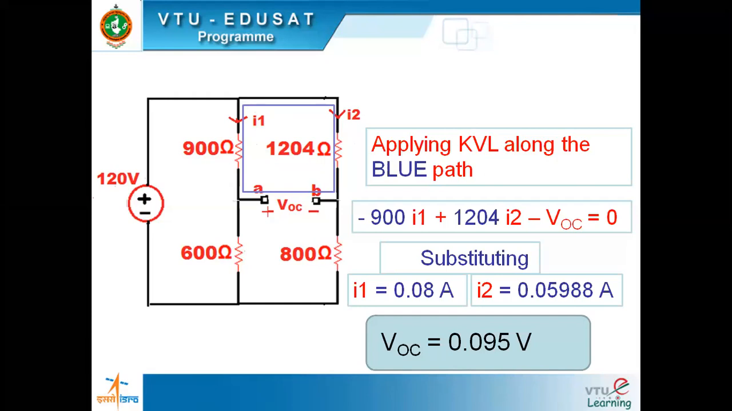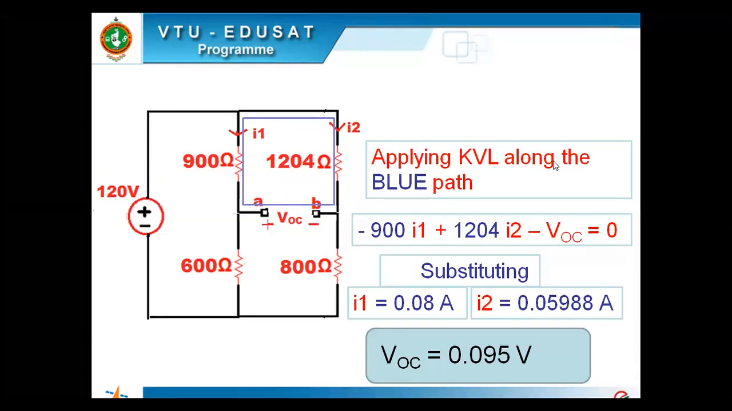We have to find out RT. How to find out RT now? RT has to be found out by deactivating the source. There is only an independent source, so we can deactivate. If there is a dependent source, I cannot deactivate. I have to find out ISC also, which is a headache. Okay, so let's find out.